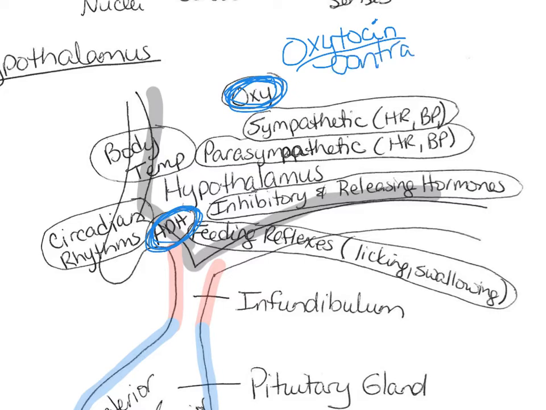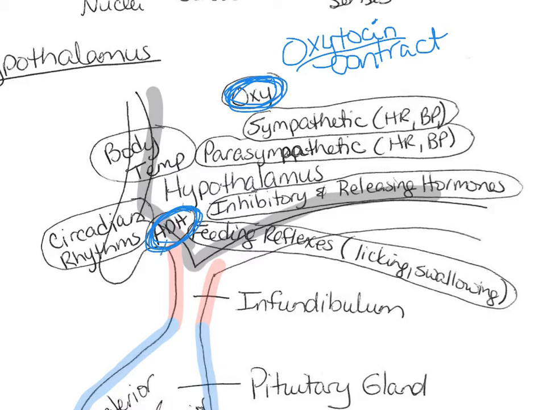So think about that. Think about the breast glands, visually thinking of them contracting, it's going to eject the milk. In the uterus, it contracts and it ejects the baby. Okay, so that's oxytocin.